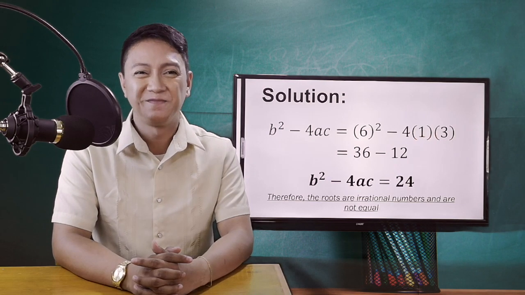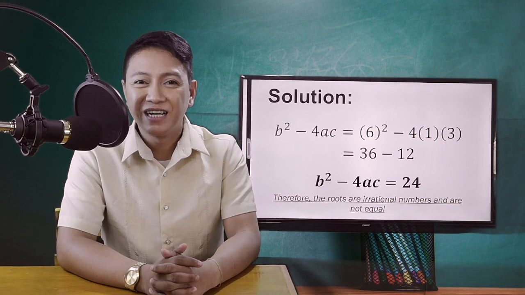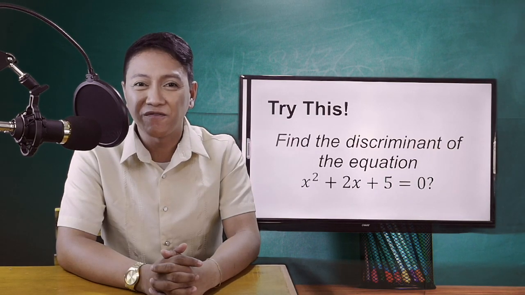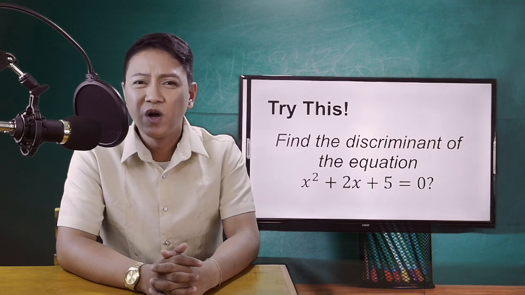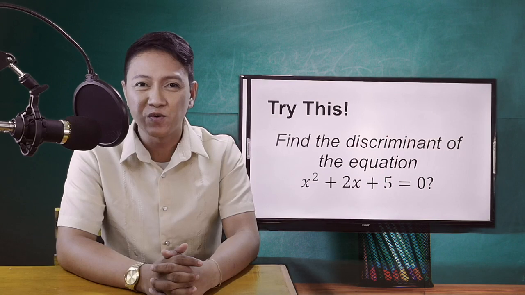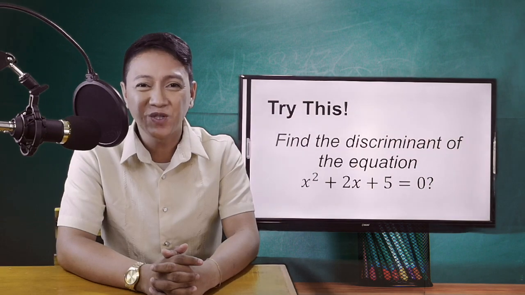Okay, did you get the correct answer? Very good! Alright, let's have one more equation. This time, x squared plus 2x plus 5 is equal to 0. Solve for its discriminant and describe the nature of its roots. You have another 20 seconds to do that. Okay? Time starts now.